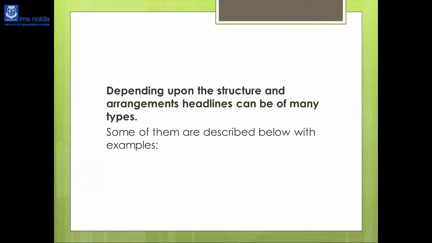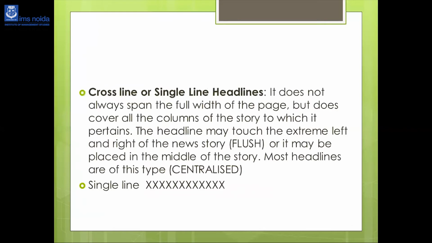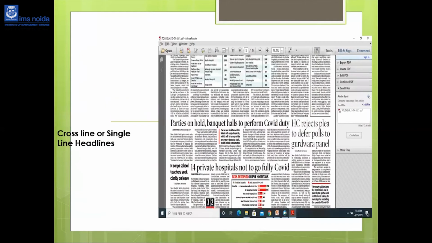Depending upon the structure and arrangement, headlines can be of many types. Some of them are described below with examples. Cross-line or single-line headlines. It does not always span the full width of the page, but does cover all the columns of the story to which it pertains. The headline may touch the extreme left and right of the news story, or it may be placed in the middle of the story. Most headlines are of this type, which are in a centralized pattern. This is one example of a cross-line or single-line headline.